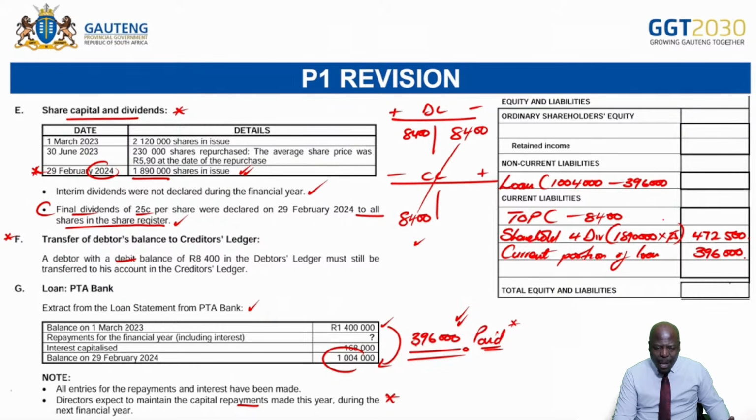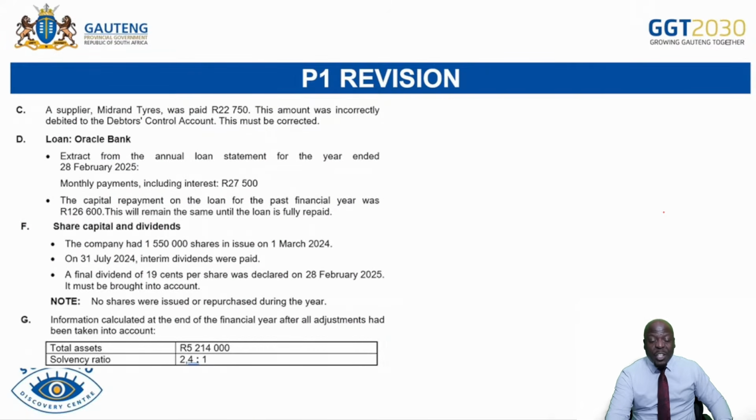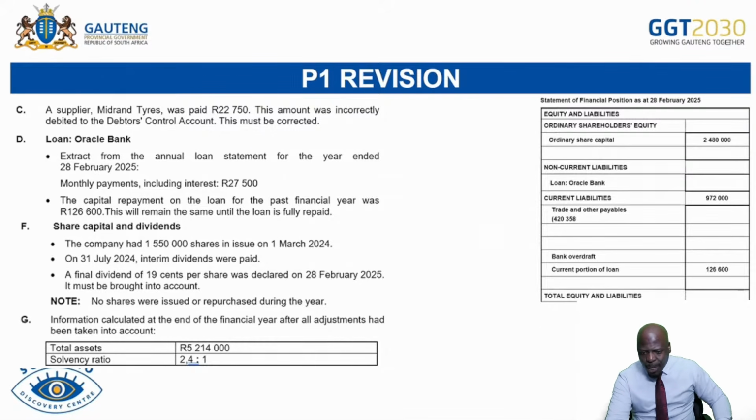So here we touched a couple of aspects. We touched on your loan. We touched on debtors with a debit balance. We touched on shareholders for dividends as well. Let's go to one more adjustment before we touch on the cash flow. Okay, so this was another one that was a bit lengthy as well. And then let's quickly do it together. Let's start right from the very beginning.